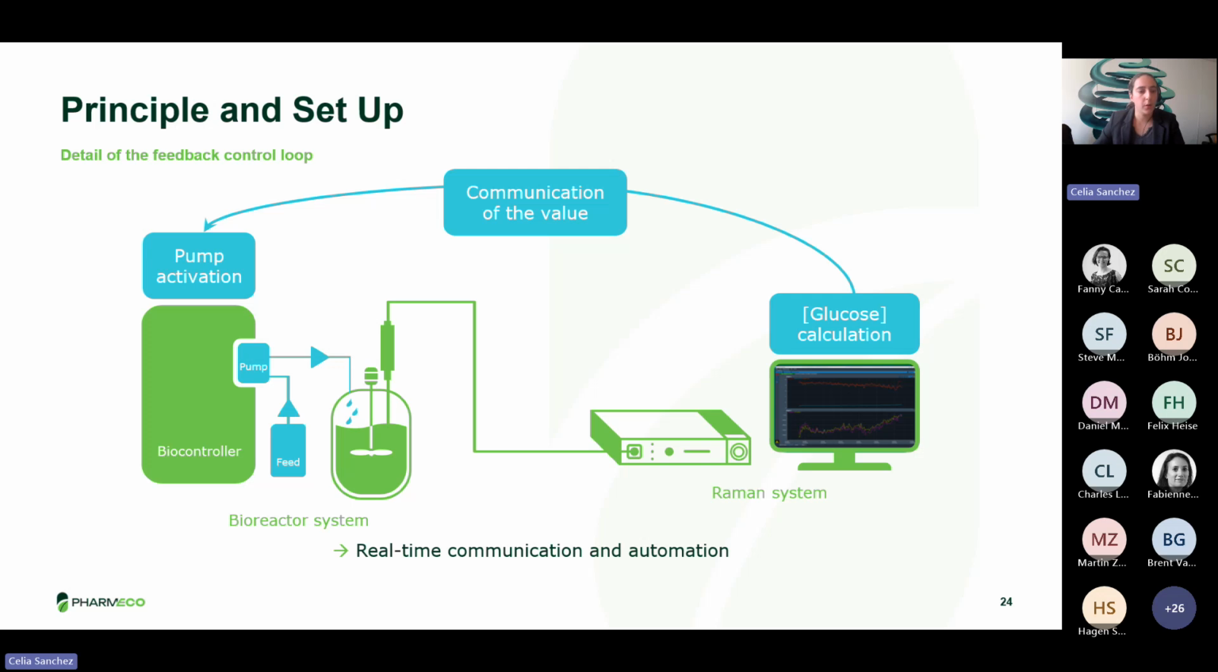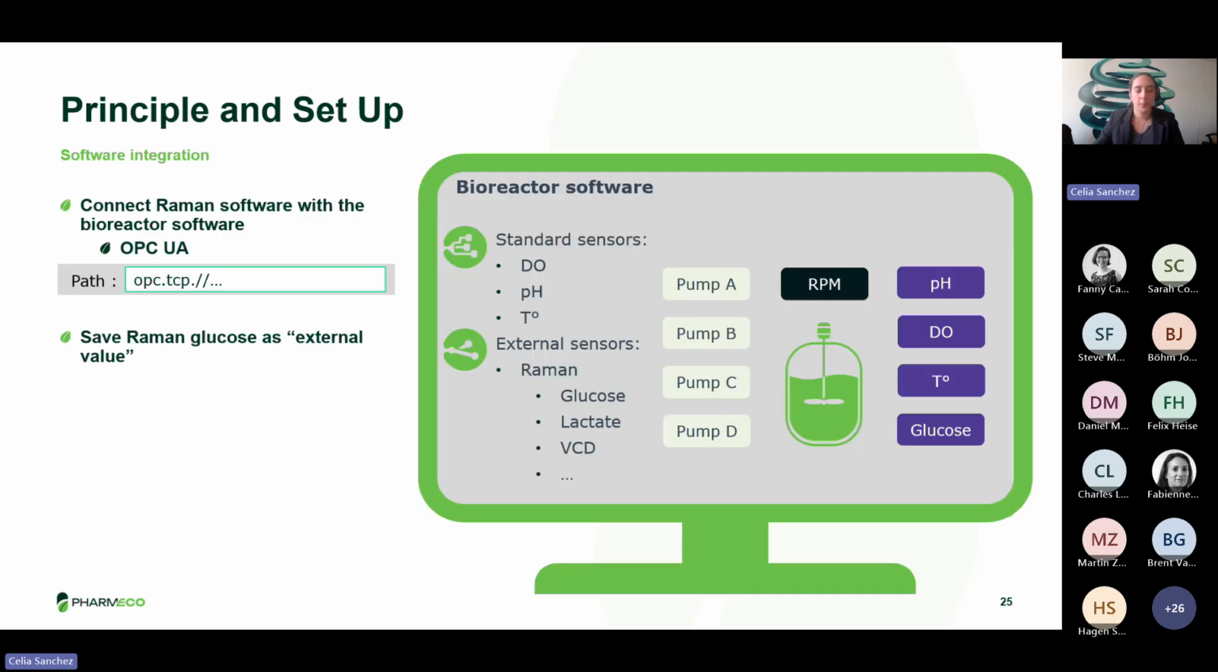So quite easy. How do we implement that? Also quite easy. What we have to do is to make those two systems communicate with each other. The two systems can communicate through OPC UA. What we have to do is simply enter the OPC address in the bioreactor software. And if we have a look at the mock-up of the interface of the bioreactor software, we have all the sensors and the hardware pieces that we have on the bioreactor.